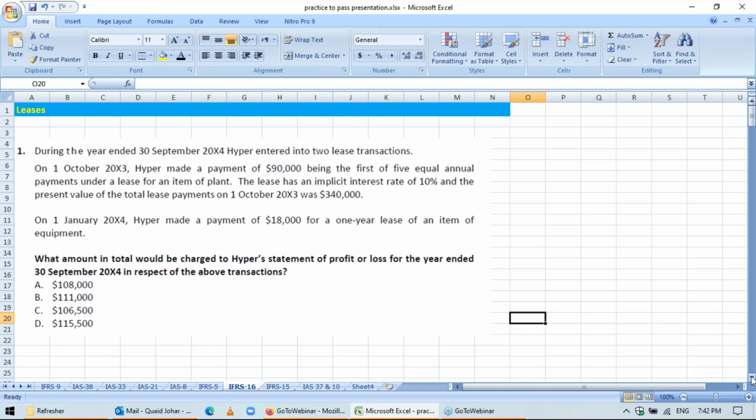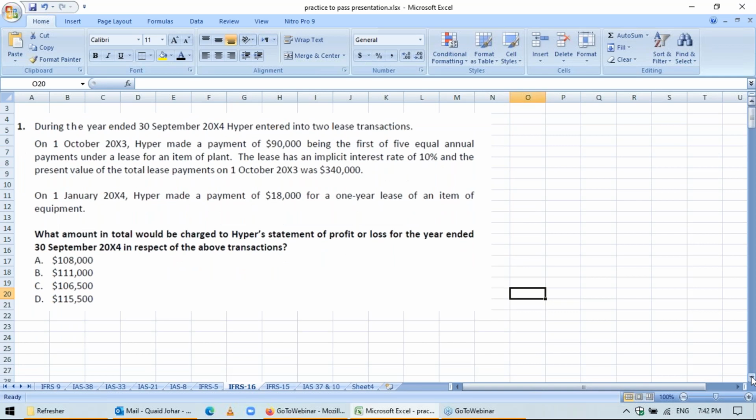If the time interval is 1 year or less, you can directly charge the payment as an expense. So you don't need to recognize an asset and a liability in case the lease is of a short term or very immaterial, a very small amount. In this case, if you see, this is a lease for 5 years. So please go to the question. I'll show you the treatment for question 1.